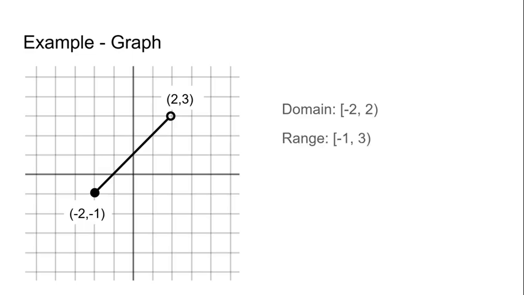And the same thing with my range. The lowest I can get is -1, and I will reach that, which is why I have a square bracket there. But the highest I can get is really, really close to 3, and because I will never actually reach it, I want a parenthesis there to designate that it's never actually going to be part of the range or 2 as part of the domain.